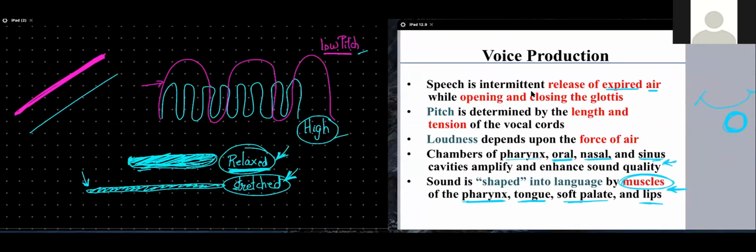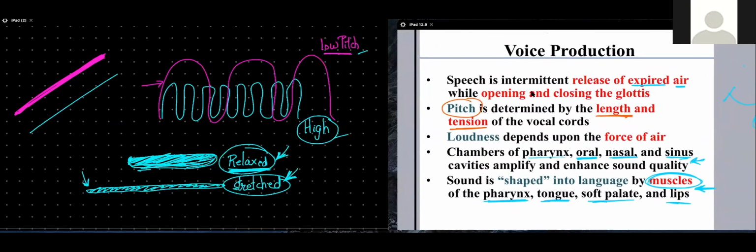All right, so this is when I'm looking at the pitch of the sound. So again, what determines the pitch of the sound is going to be the length and the tension of my vocal cords, how thick or thin the vocal cords are. This is what's going to be determining the pitch of the sound.